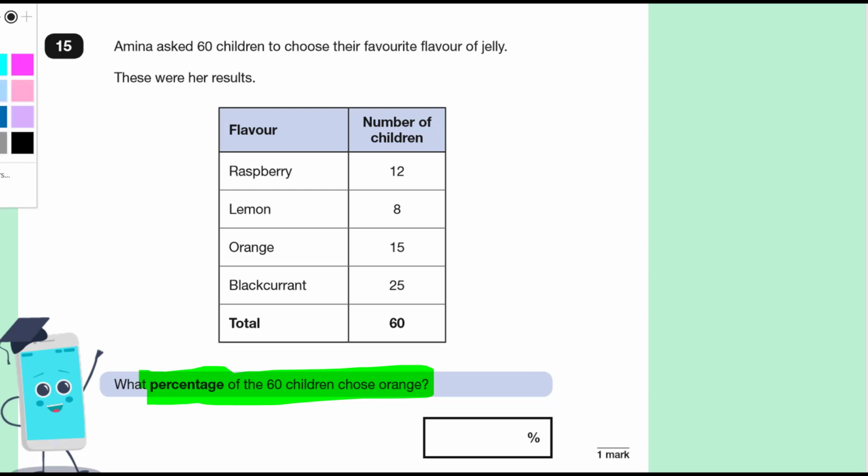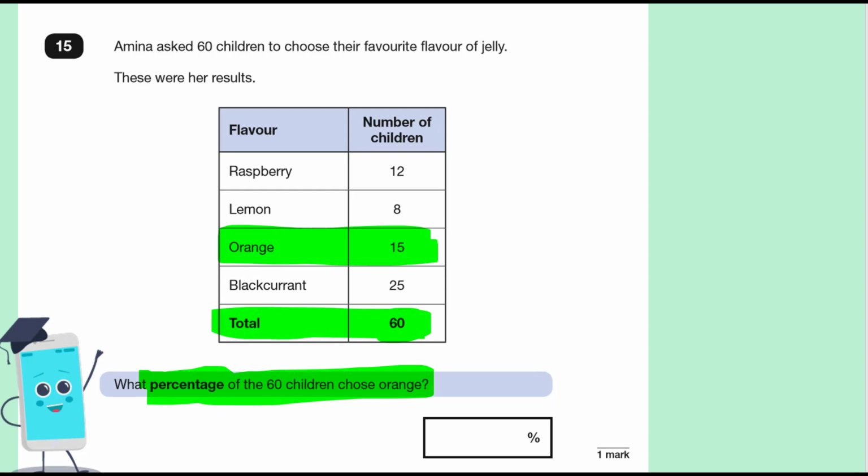So we need to know the children that chose orange first of all. And then we need to know the percentage of the 60 children, so the total is important. So 15 out of 60 children chose orange. We know this because it says that there were 15 children who chose orange in our graph. And we know the total is 60, so we know altogether 60 children took place.